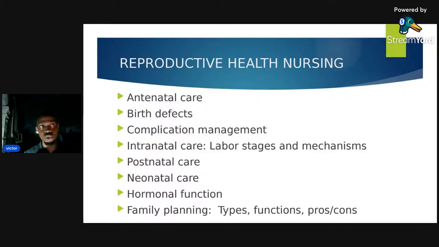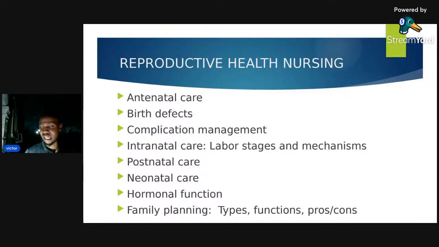You either use controlled cord traction, that's CCT, or you use manual evacuation of the placenta. Then the fourth stage is the recovery stage, and in this stage all you are concerned about is what? Assessing the lochia. Lochia is a form of blood stained mucus that comes out of the female reproductive system, let me say the female vulva, after birth.